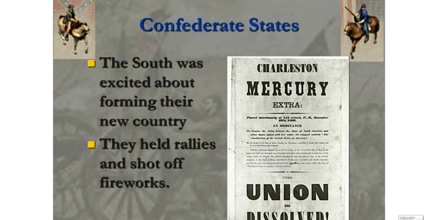The South was excited about forming their new country, which they were going to call the Confederate States of America. They held rallies and shot off fireworks.